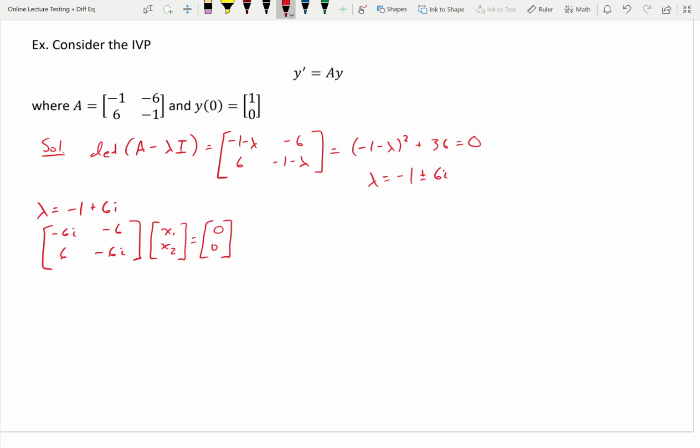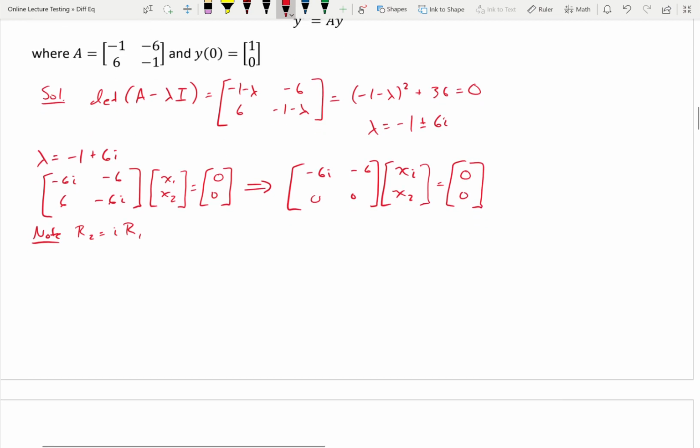All right, so one note here is that the second row is just an i multiple of the first row. So R2 is equal to i times row 1. So this implies that we are just dealing with this system here of [-6i, -6] and [0, 0]. So this will help speed along our calculation.